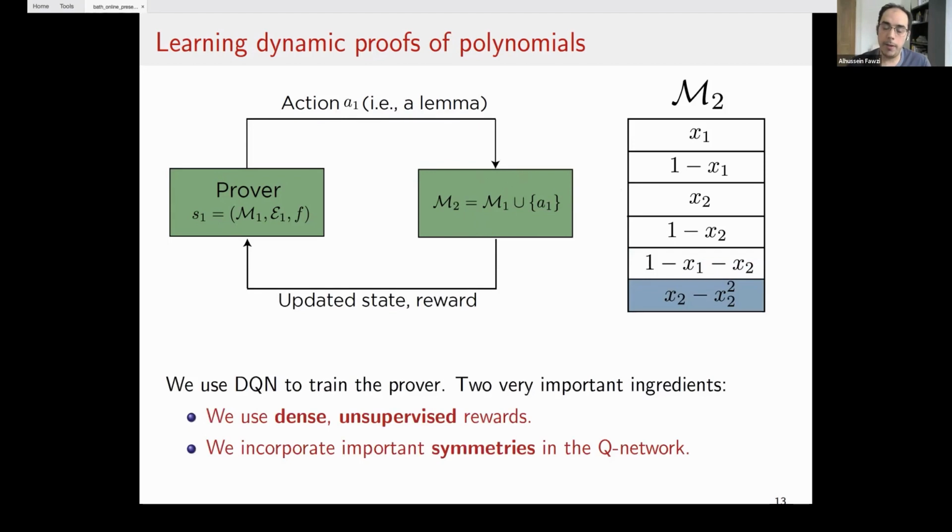We use deep Q networks to train the prover, as I said. That's Q learning using neural network function approximation. There are two very important ingredients to make this work. You need to use dense and unsupervised rewards. And you also need to incorporate some important symmetries in the network itself.